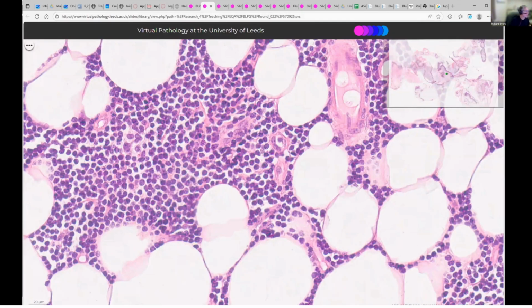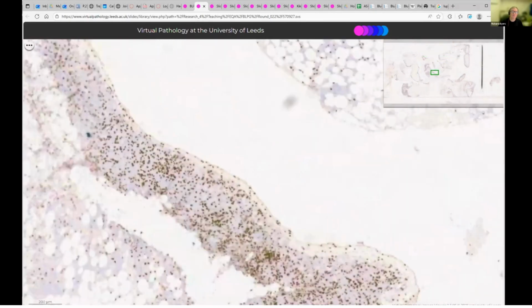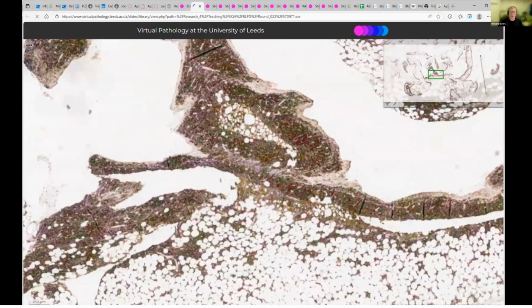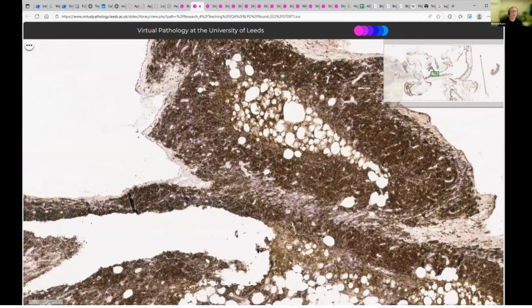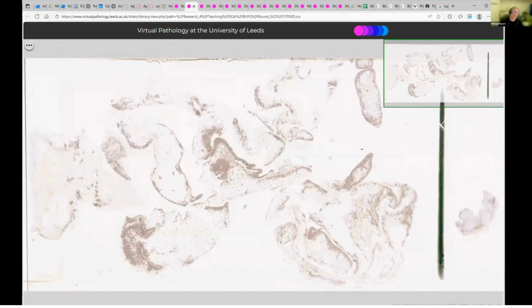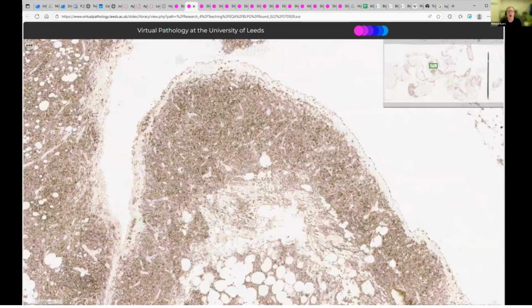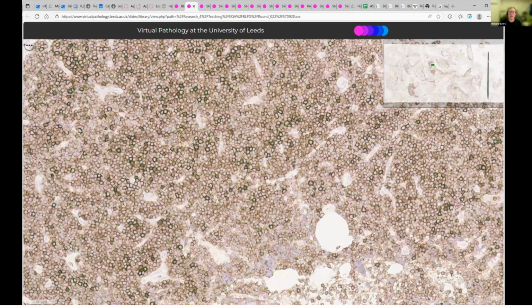So if we look at the immunos for this one, we've got CD3, which is largely negative, some infiltrating T cells. CD20, which is strongly positive everywhere. So yes, it's a B non-Hodgkin's lymphoma. They're often differentiated into CD5 positive or negative. I think this one is CD5 positive. It's often important to look at high power for CD5. This is a really strong example, but sometimes the CD5 is quite weak.